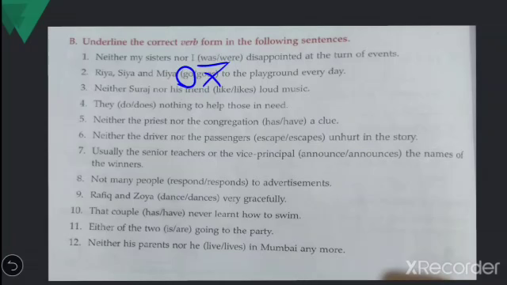Now look at here. Neither Suraj nor his friend. Here rule number 15. What's the nearer noun? Friend. Friend is a singular noun. So that's why the singular verb likes will come. Now look at the fourth number.